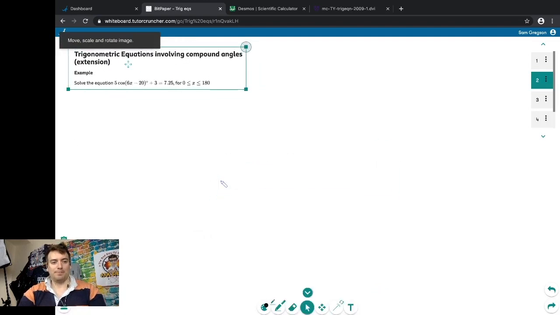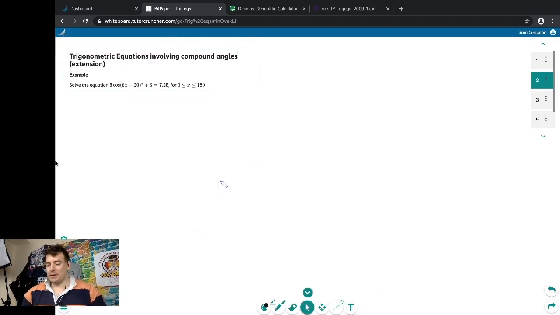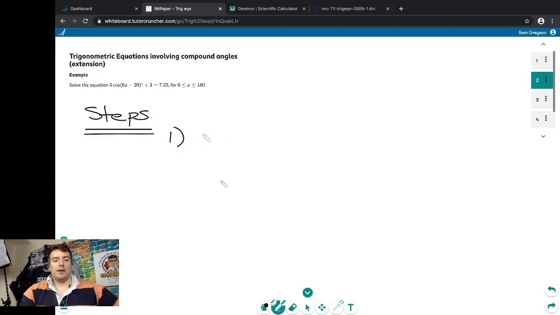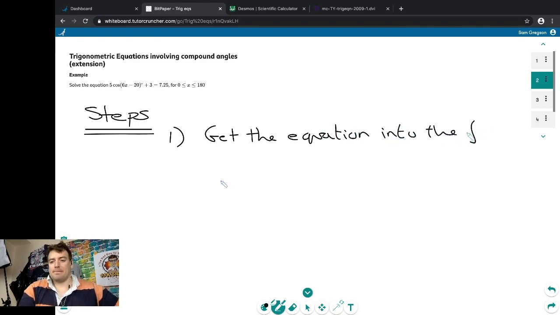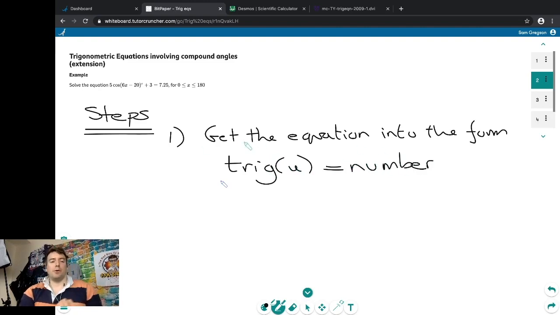So when we get a trigonometric equation like this, the first step that you need to do, so we'll write a list of steps, a method of how we want to do this. Step one is to get the equation into the form trig of u equals a number. So in this case, we want to rearrange this to be trig of u equals a number.